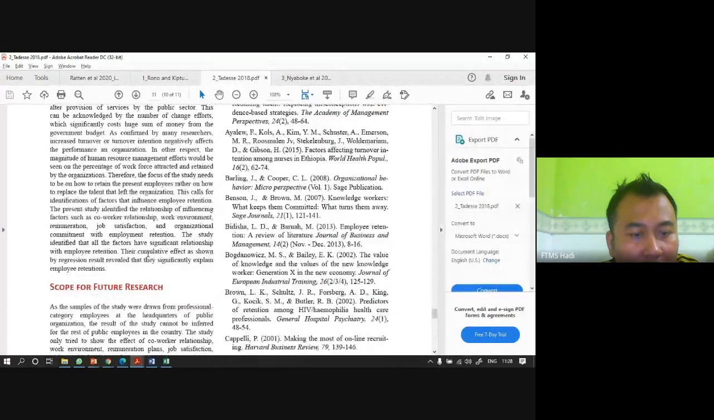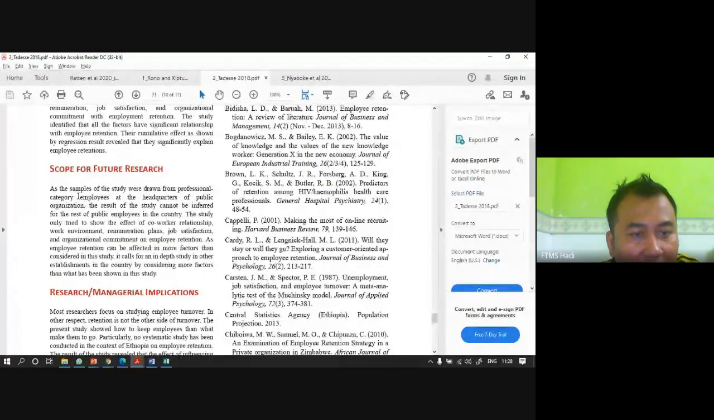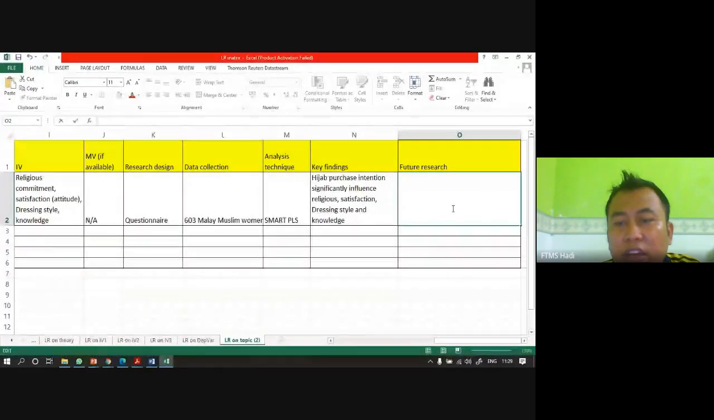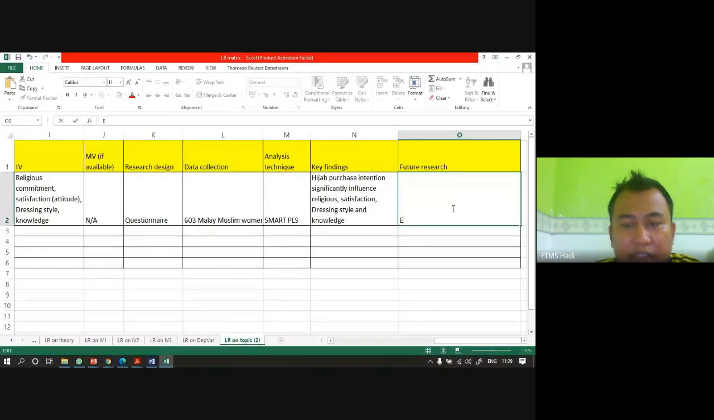So if you look at scope for future research, you see here, it calls for in-depth study in other establishments in the country. That means this author recommends that you conduct the study focusing on other countries, and by considering more factors. So you just put it here under future research: extend the study towards other countries. This one will be your gap also.